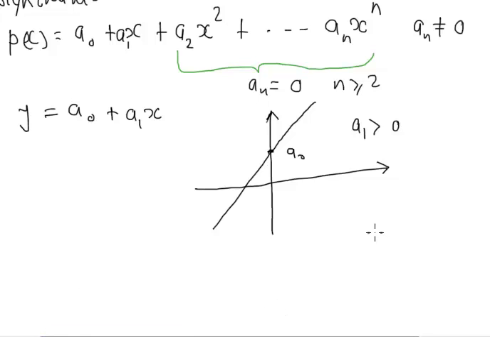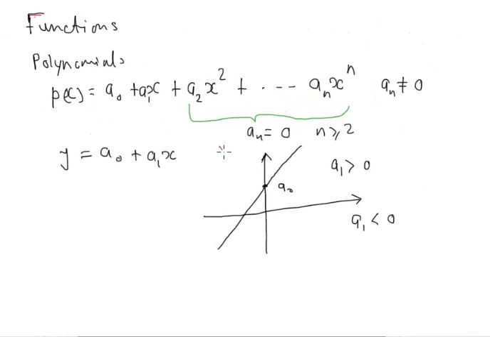But on the other hand, if a1 was less than 0, what would happen? Then the line will be a different line, which will cut exactly the same intercept, but will be going down, isn't it? And everybody, I hope you understand that if you get 2 points on the line, and this is very important because in a few weeks' time when we start on the chapter on differentiation, we'll basically talk about this thing again.